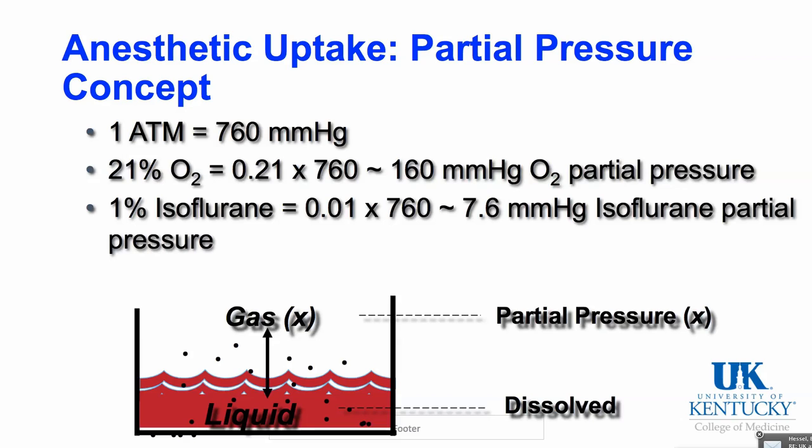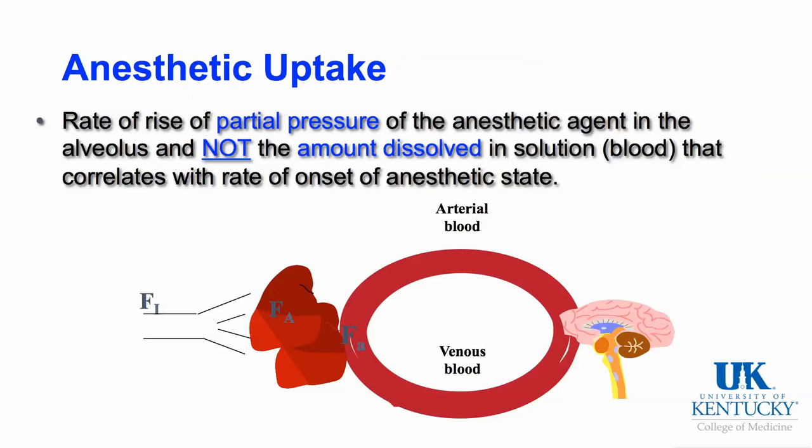1% isoflurane now, if we say 1% of what, or 1% of 1 atmosphere, that's 7.6 millimeters of mercury isoflurane partial pressure. So we're going to think of anesthetic uptake as we're altering the partial pressure in the alveolus. And what goes on in the alveolus is what goes on in the brain very quickly.